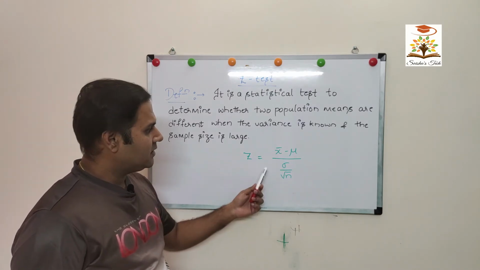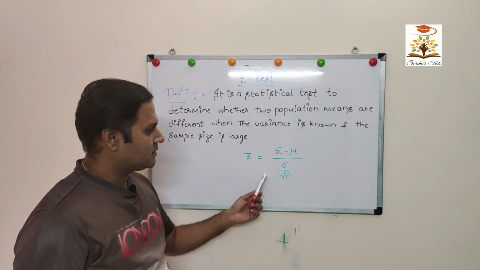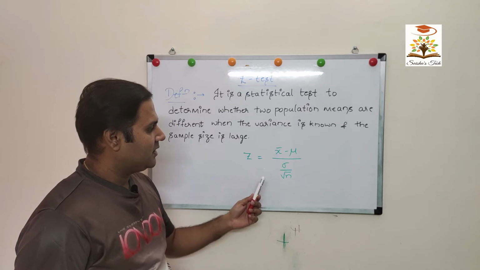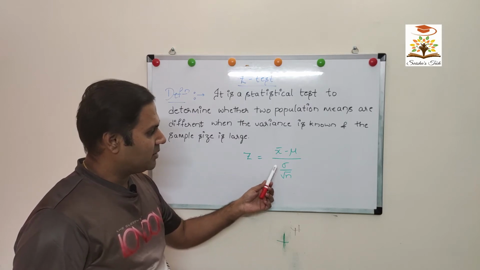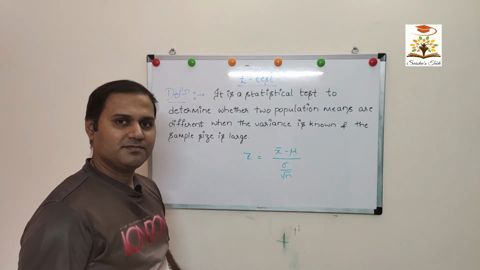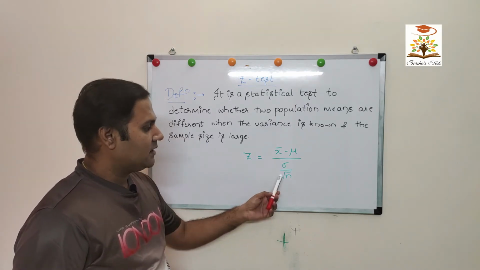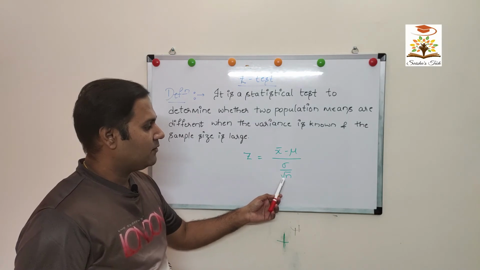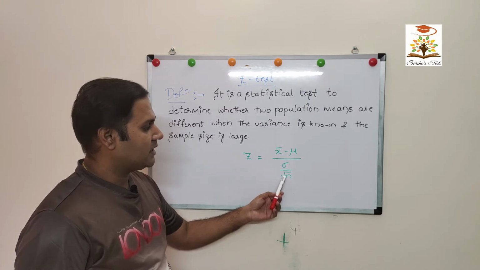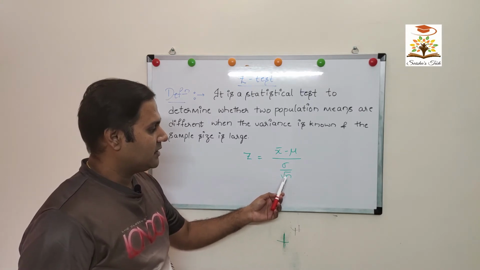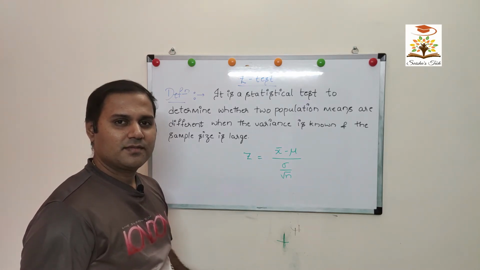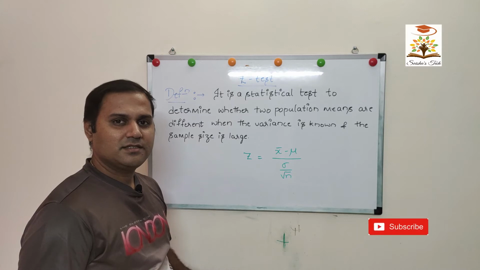The main difference between the t statistic or the t-test and the Z-test is, in t-test we use sample standard deviation and in Z-test we use population standard deviation. The number of samples in t-test is small, whereas the number of samples in Z-test is slightly large. This was the definition of Z-test.